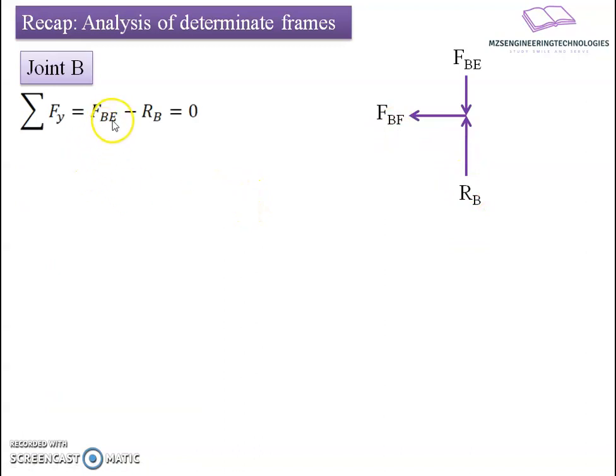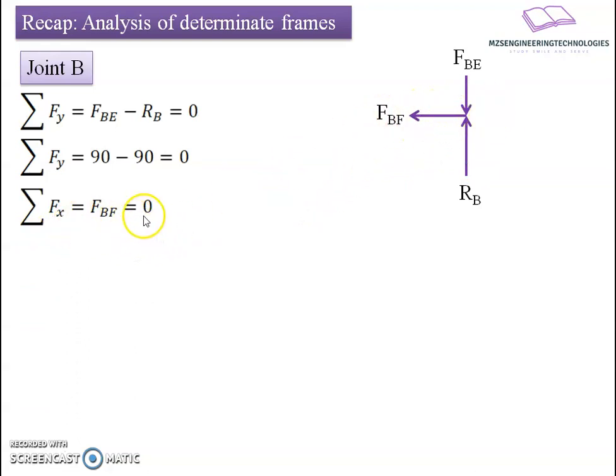Now I will take the next joint B and write the equilibrium equation for this joint. Three forces are there: Fbe, Fbf and Rb. If I write for the vertical direction, it will be Fbe minus Rb. We know the Fbe value from previous analysis is 90 and Rb is 90, so the resultant is 0, which means there is equilibrium, and this is a validation of your analysis. Similarly, if you move towards the x direction, there is no counterbalancing force for Bf. Bf will be acting as a null force member, a zero force member.